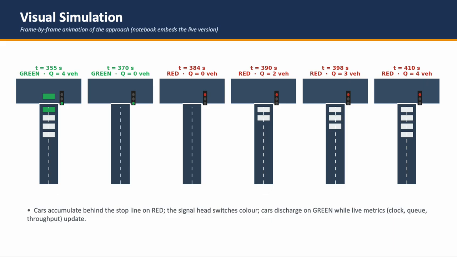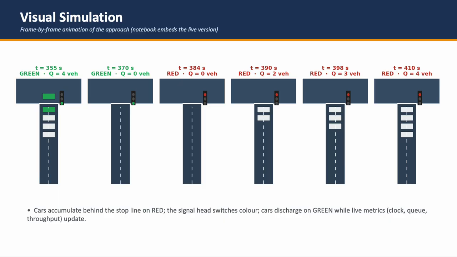Okay, visual simulation. This is the part I really like. I use a Jupyter Notebook and it has a full live animation. I pulled out 6 frames so you can see the logic. Read it left to right. In the first 2 frames, the light is green and you can see the queue draining. It goes from 4 vehicles down to 0 as cars discharge across the stop line. Then the light turns red in the third frame and watch the queue grow: 0, 2, 3, 4 vehicles, because nothing can leave on red.